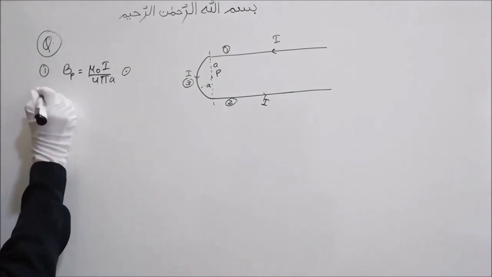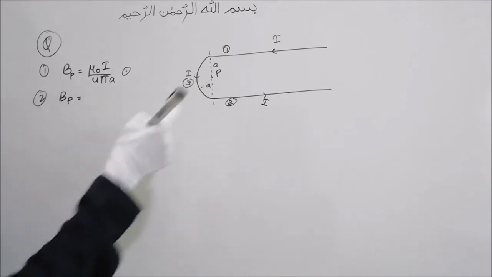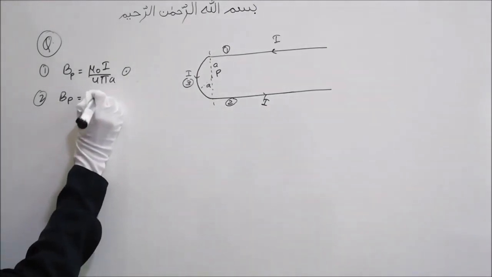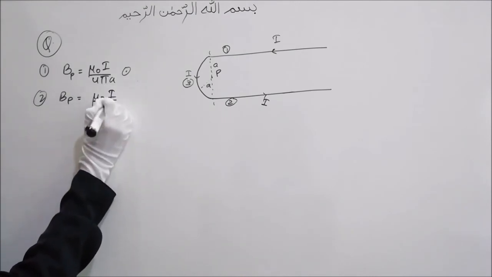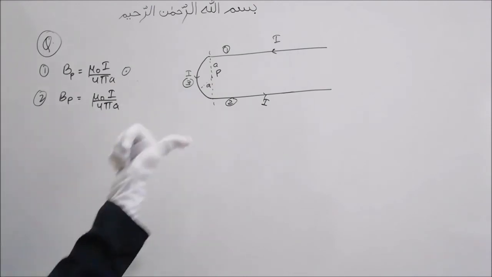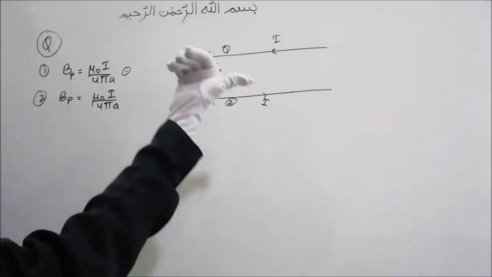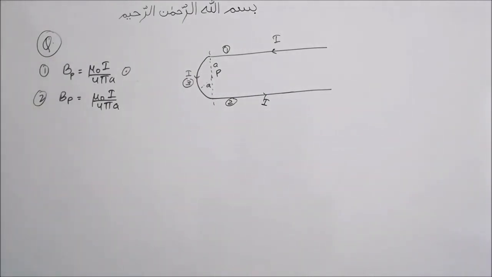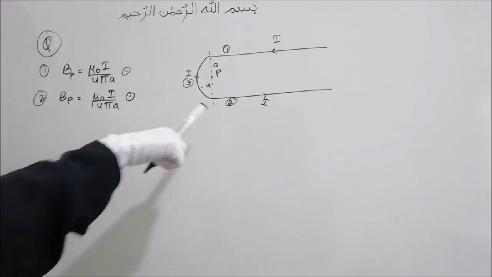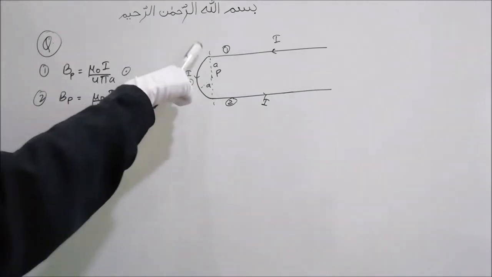Due to the second part, this one, we'll use the same formula, because of the edge of a semi-infinite wire, which will be mu naught I by 4 pi A. And again, the direction: the current is in this direction. Curl your fingers at point P. My fingers are coming out, and therefore the direction of magnetic field at point P due to this second part is also outwards. Now we have this part left.